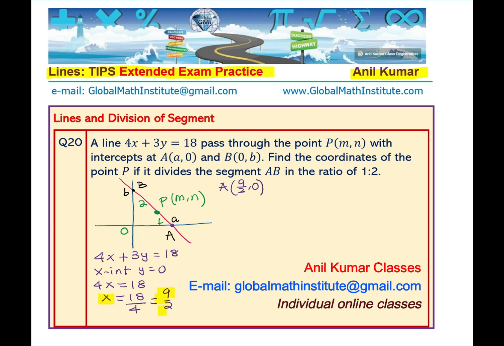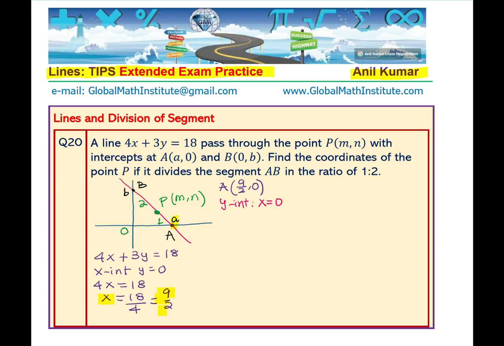Since we found this value of the x-intercept, now let's find the y-intercept. So y-intercept will be when x is equal to 0. So if I substitute that, I get 3y = 18, and y is 18 by 3, which is 6, and therefore this point here is (0, 6), correct? So point B is (0, 6) for us. So we have these points. Now we need to find the coordinates of point P.